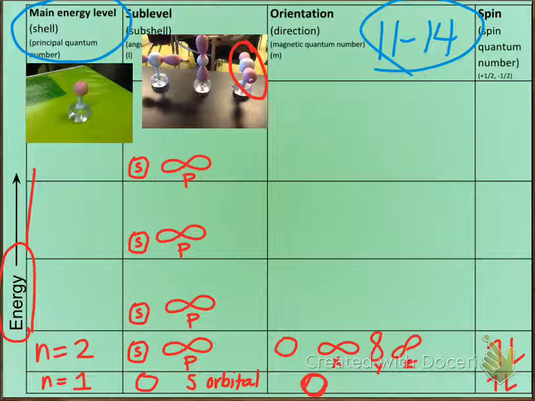So we have one s orbital because there's only one way to arrange a beach ball. Doesn't matter how you arrange it, it looks the same. We have 3 p orbitals.